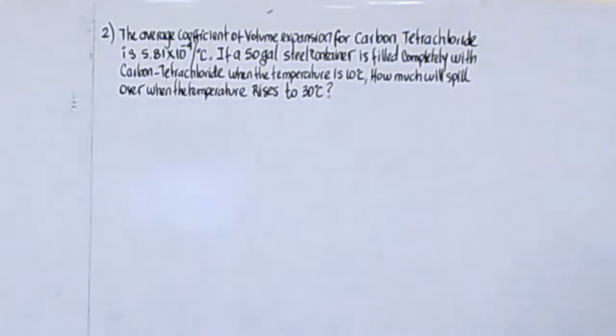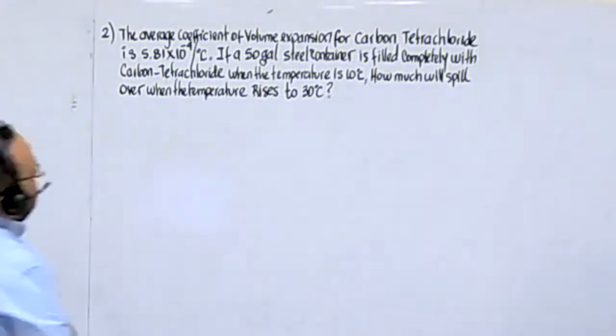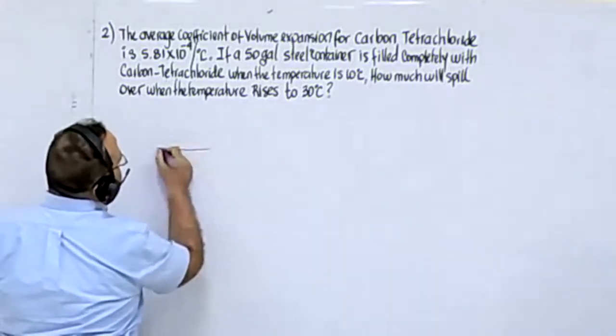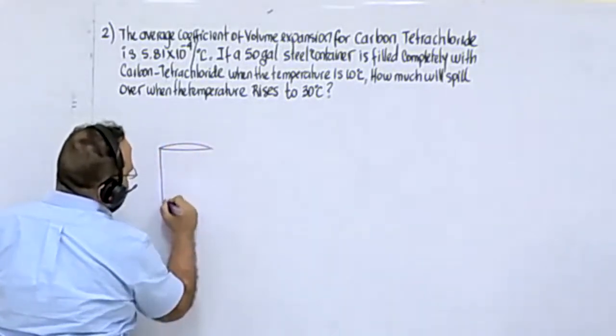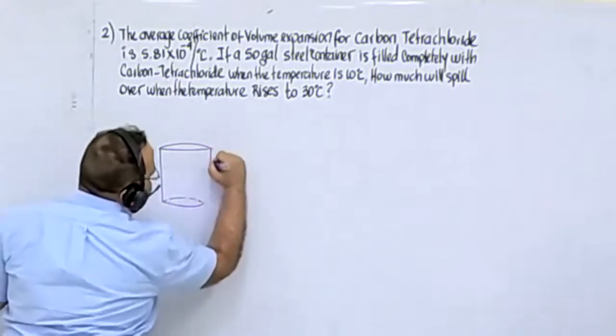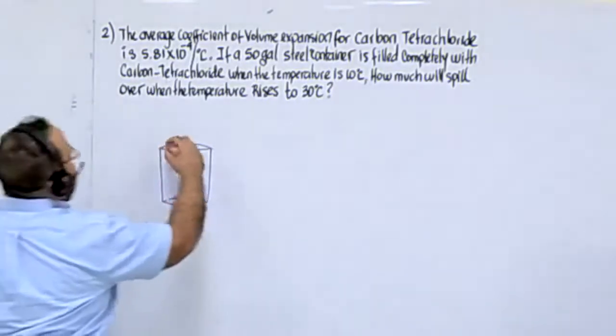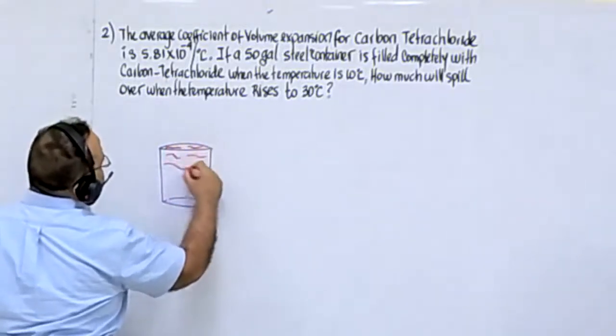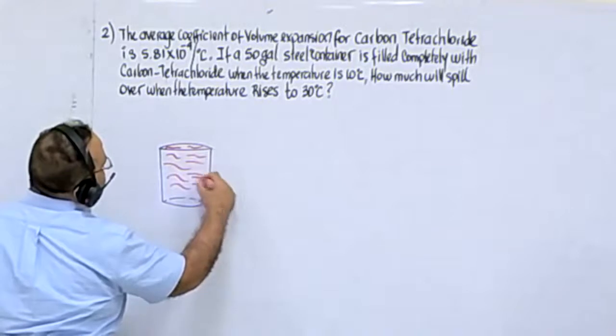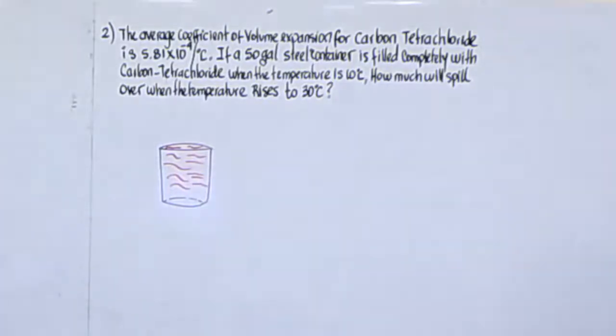We have to look for the spill volume. Obviously, the carbon tetrachloride will be the one that spills. In this case, we have a picture of this container. We're going to assume this is a cylindrical container, but actually the shape of this container doesn't matter. And at the beginning of this problem, this is the red liquid. We can assume this is going to be the carbon tetrachloride, okay?